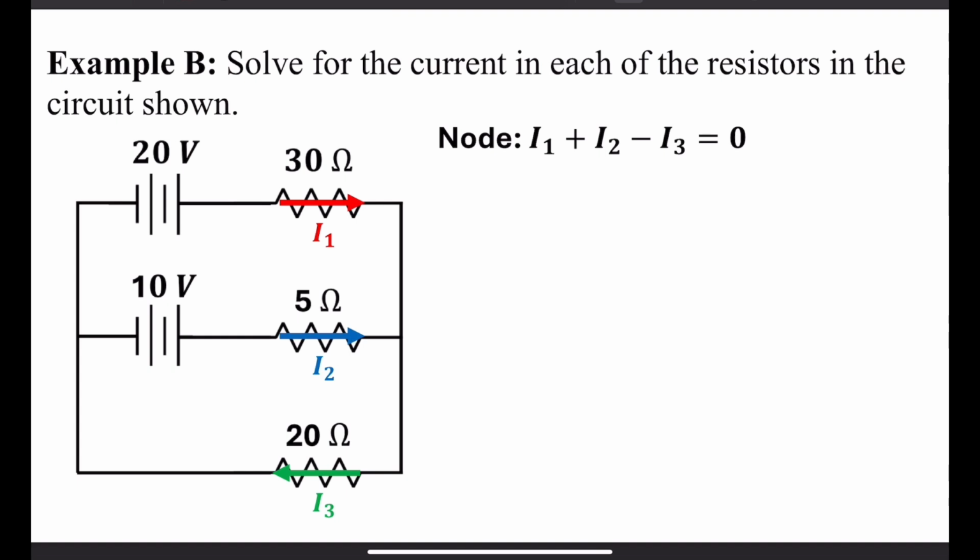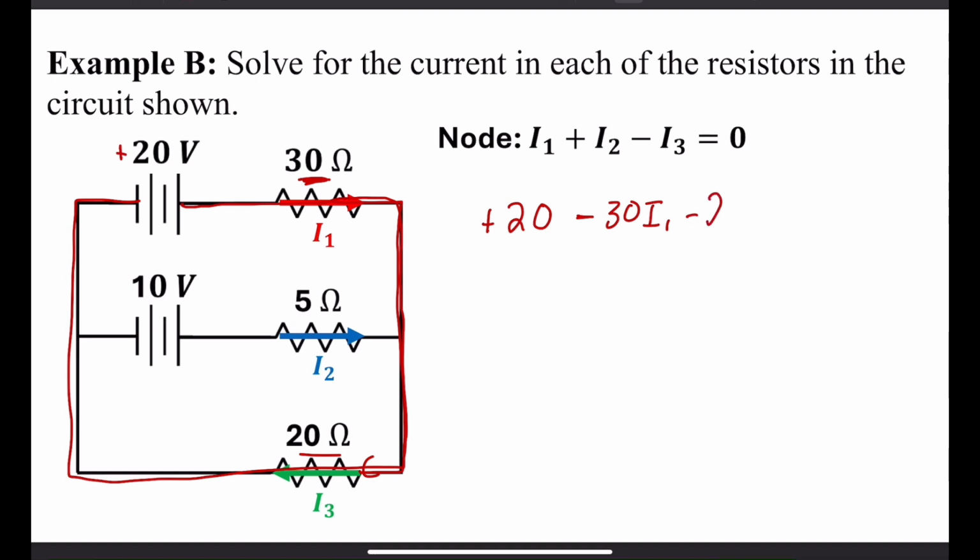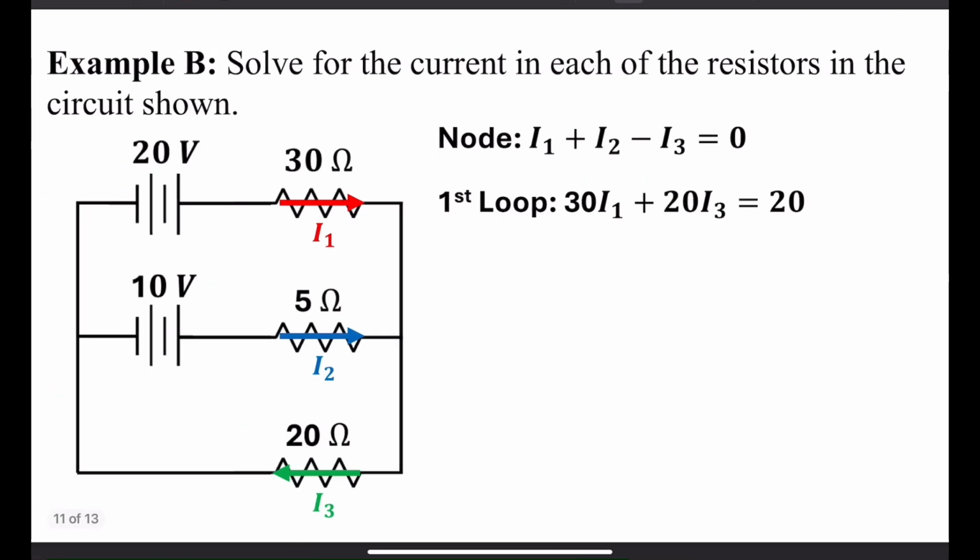So I want to keep 1 battery in the loop, so I'm going to do first this outer loop, which comes from the battery and then through the 30 ohm resistor and the 20 ohm resistor. So starting from the battery, I gain 20 volts. Then I lose some volts here. And again, by Ohm's law, that is 30 I1. And voltage is resistance times current. And then I go all the way down to the 20 ohm resistor. So that's going to be a voltage of 20 times I3 lost. And that equals 0. And rearranging the equation gives that.